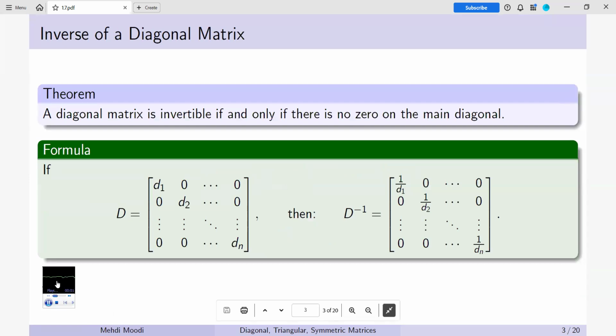To invert a diagonal matrix, invert each diagonal entry. This only works if none of the diagonal entries are zero. So diagonal matrices are nice, but they still refuse to divide by zero, like the rest of mathematics.